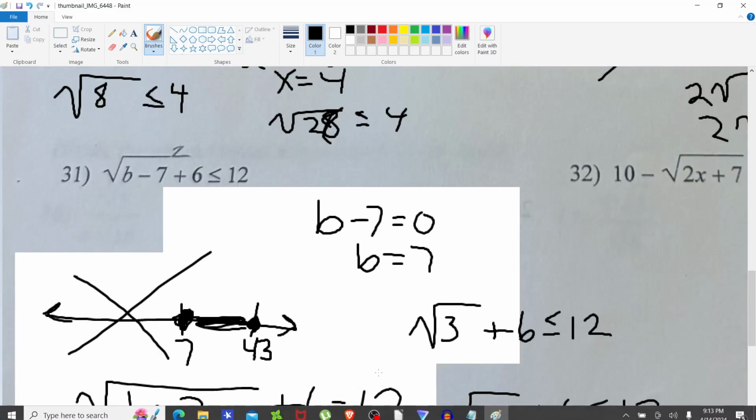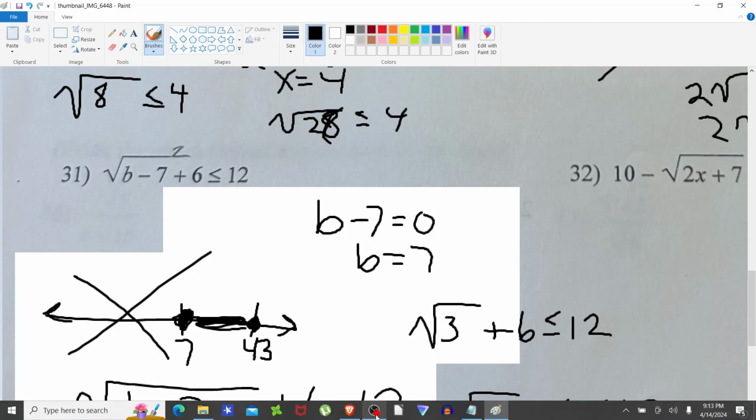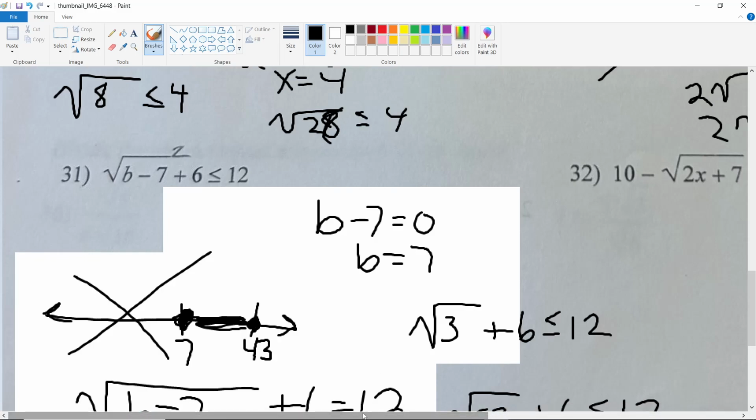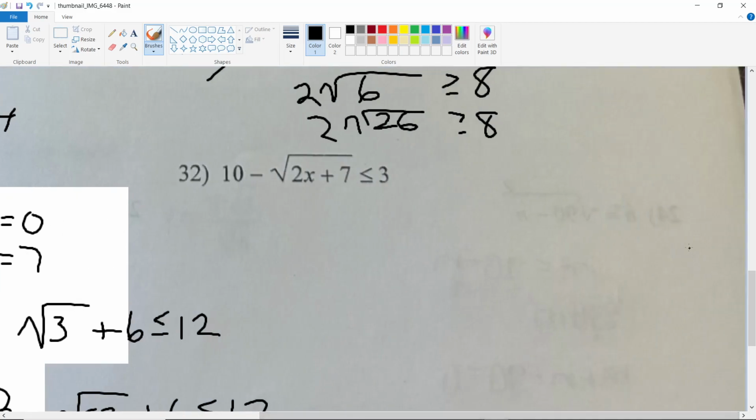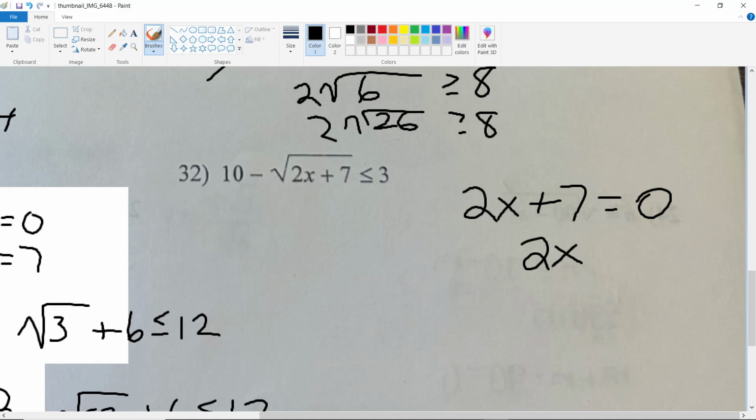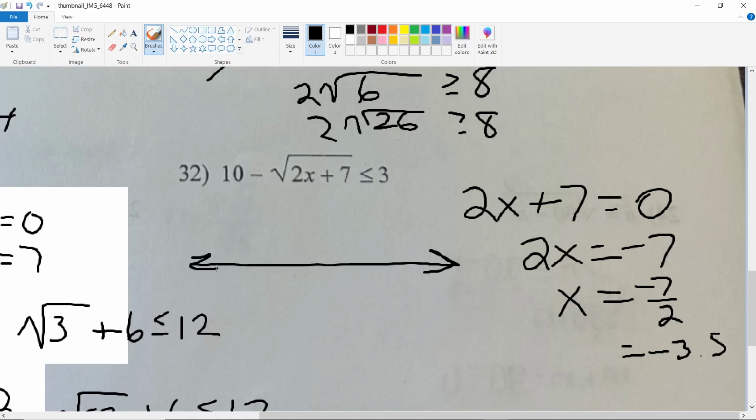And one more example. Step 1, take what's inside the square root, set it equal to 0. Solve it. Negative 7/2 is minus 3.5. So I'll put that on the old number line. Check to the left and right.